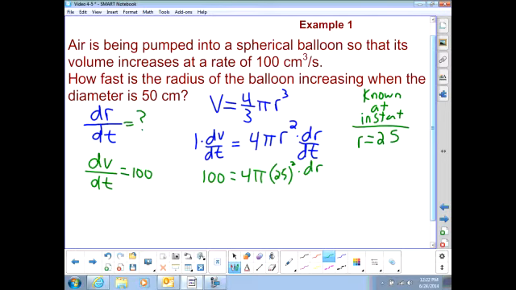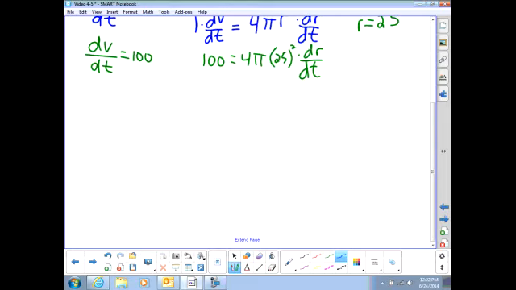And then we have dr/dt, which we won't plug in for because that's what we want to try and solve for. Now all we've got to do is get dr/dt by itself, and that'll tell us how our radius is changing at that instant. So we'll have 100 equals 25 squared times 4, which will give us 2,500 pi times dr/dt. We'll divide our 2,500 pi over, and we'll end up getting 1 over 25 pi when that reduces, and that is our dr/dt.